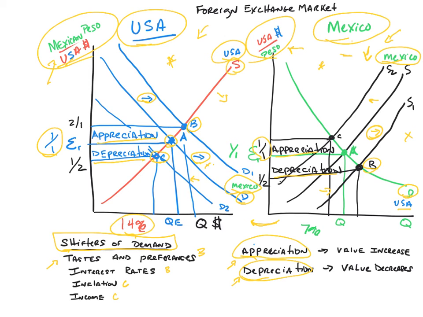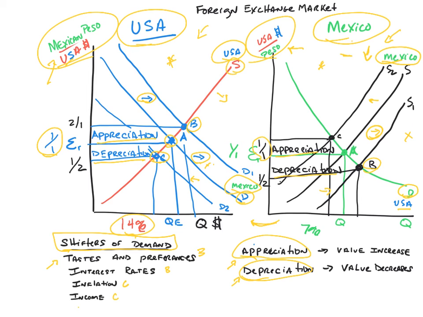So higher income tends to depreciate a currency because of increased supply, and on the other side, it would increase demand for the other currency. So there you go. And remember, you can do it any way you want. Just make sure that you show it.